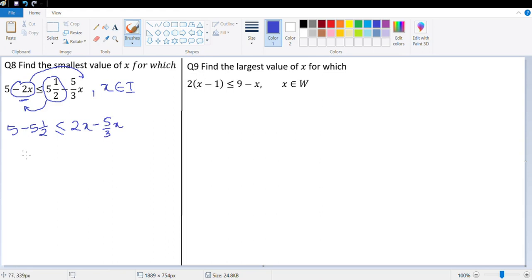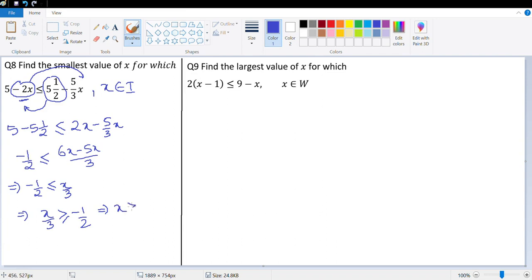This is 5 minus 5.5, which is negative half, is less than or equal to 6x minus 5x upon 3. I've taken the LCM, which means negative half is less than or equal to x upon 3. What it means is x upon 3 is more than or equal to negative half. Writing the same thing another way, if I cross multiply, x is more than or equal to negative 3 by 2, which means x is more than or equal to negative 1.5. Have I written the question incorrectly?